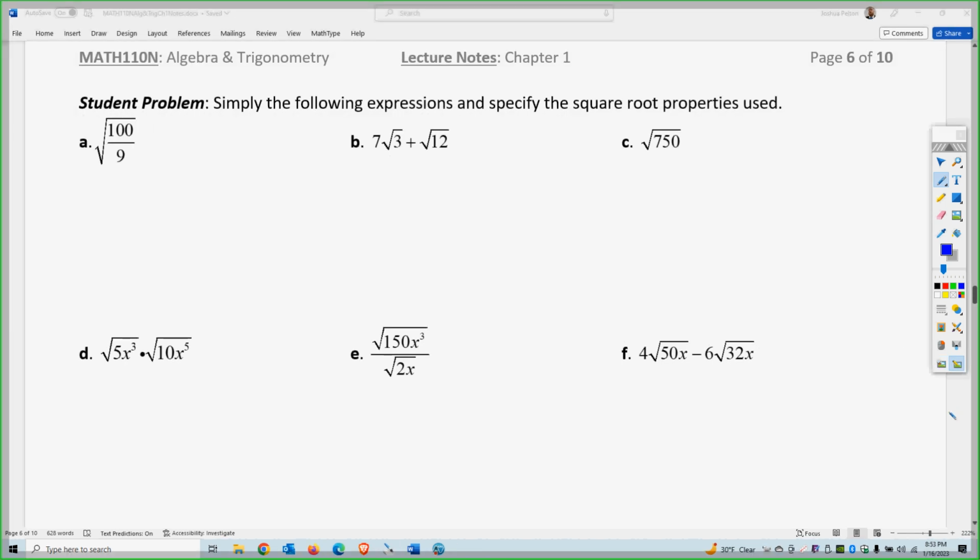Okay, student problems. The square root of 100 over 9. That's a little tough, but we can use our quotient rule and do root 100 over root 9. And the square root of 100 is 10. The square root of 9 is 3. That's a much easier answer, right?